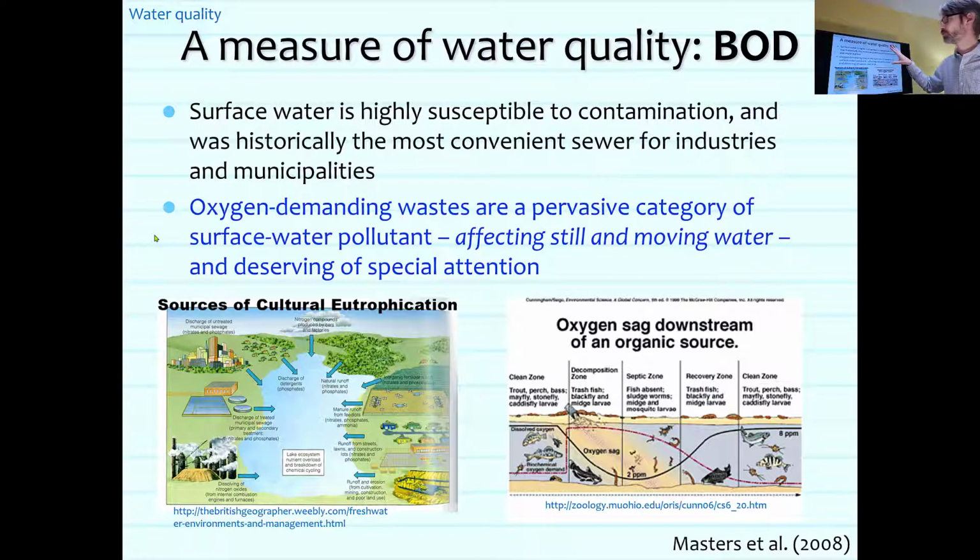In previous courses, I'm sure you've heard about an important measure of water quality called BOD, or biochemical oxygen demand. You know by now from this video content that surface water is highly susceptible to contamination and was historically the most convenient sewer for industries and municipalities. And so then oxygen demanding wastes are a pervasive category of surface water pollutant that affect both still and moving water and deserving of special attention.